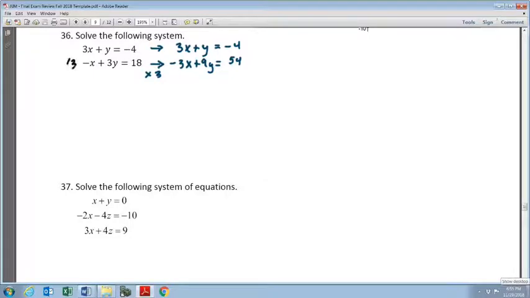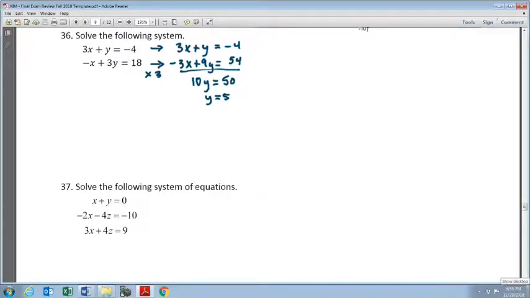Some people like to do something like this. Boy, that's not very easy to see. There we go. In any case, we're multiplying each term by 3. And so now let's add these equations together. When we eliminate x, we're going to get 10y on the left and 50 on the right. And so y is going to be 5.